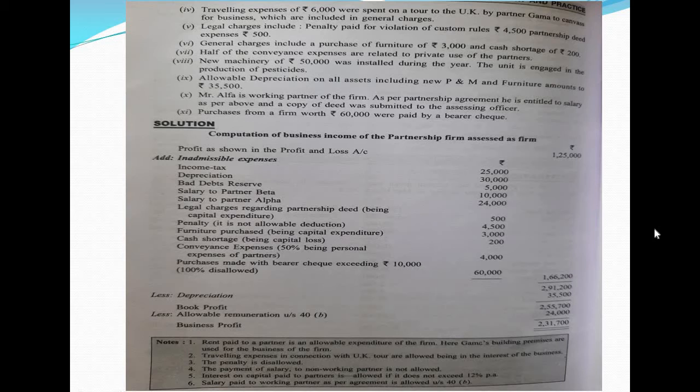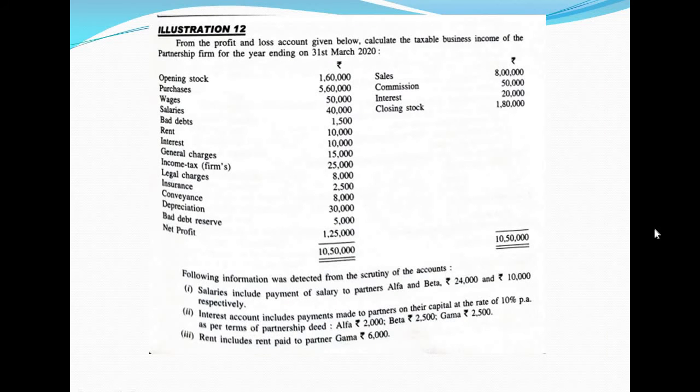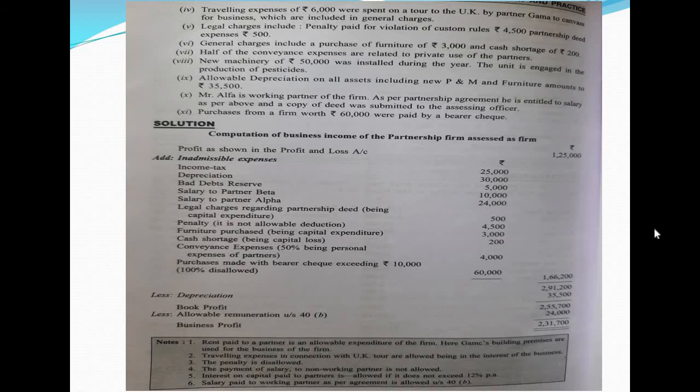Then point number 8 says that new machinery of rupees 50,000 was installed during the year. Then the unit is engaged in the production of pesticides. We know that this is a capital expenditure. So if you look at the profit and loss account, the purchase of machinery has not been included in the profit and loss account, so it will not be taken into consideration. Then let's move to point number 9. It says allowable depreciation on all assets, including new plant and machinery and furniture, amounts to rupees 35,500. So this will be an allowable depreciation which will be subtracted from the net profit.